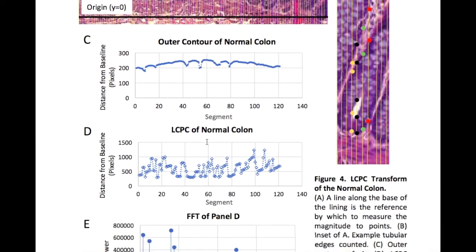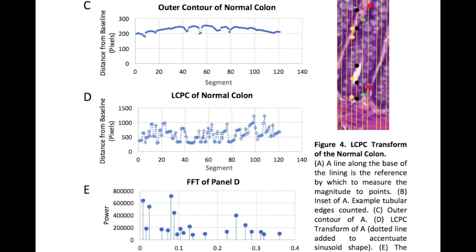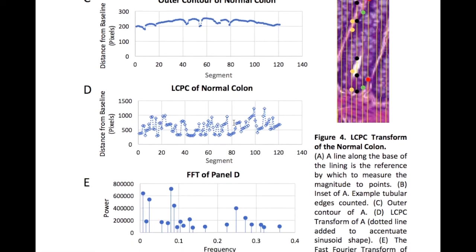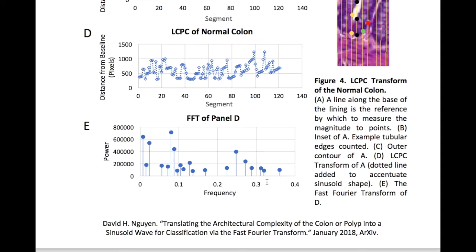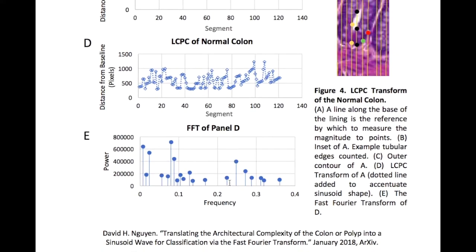But if you do the LCPC transform, not just on the outer contour, but every time the yellow line hits the inner or outer edge of the tube, the LCPC of a normal colon looks like this. And if you do the fast Fourier transform on the normal colon, this is what you get. So this is the frequency signature of a normal healthy colon. This provides us a quantitative, objective metric to quantify the degree of normalness or abnormalness of a colonic lining.